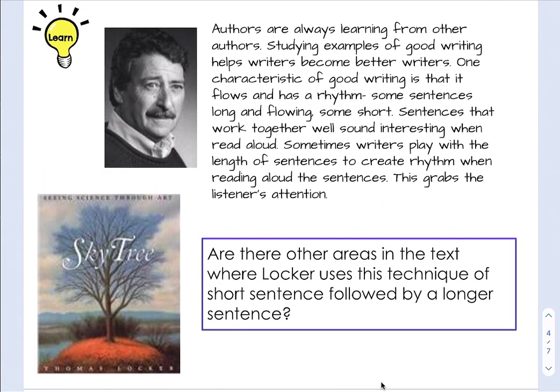Now this is a picture of the author of Skytree, Thomas Locker. Authors are always learning from other authors. Studying examples of good writing helps writers become better writers. One characteristic of good writing is that it flows and has a rhythm. Some sentences long and flowing, some short. Sentences that work together well sound interesting when read aloud. Sometimes writers play with the length of sentences to create rhythm when reading aloud the sentences. This grabs the listener's attention.